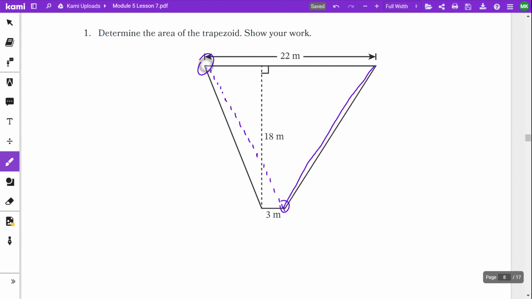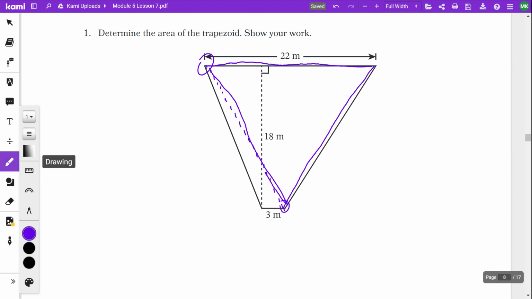Here's one of the triangles. Oh my gosh, that was a terrible drawing. Sorry. And if I change colors and go to, let's say, red, it's a little better. Here's the other triangle. There they are. Okay, so there are my two triangles. Now all you have to do is find the area of those triangles.